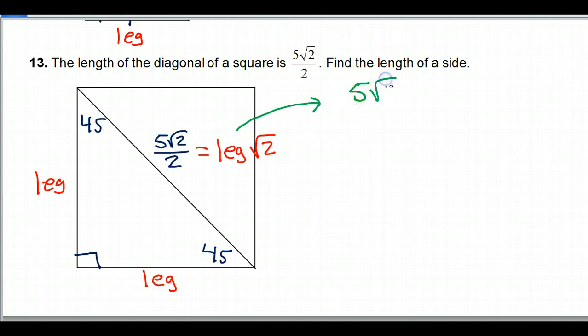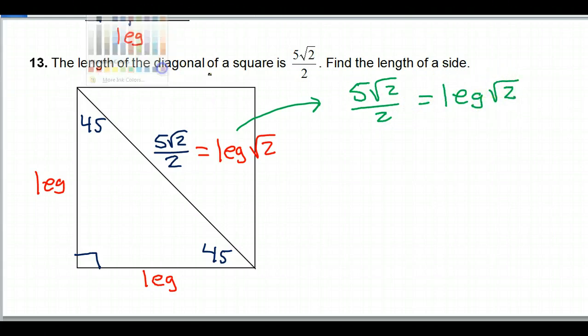So I've got 5 root 2 over 2 equals leg root 2. So if I want to solve this equation, as usual, I need to divide both sides by root 2. So I need to divide by root 2.